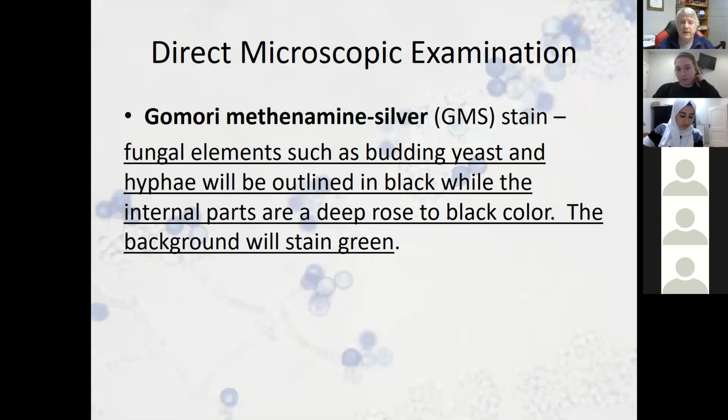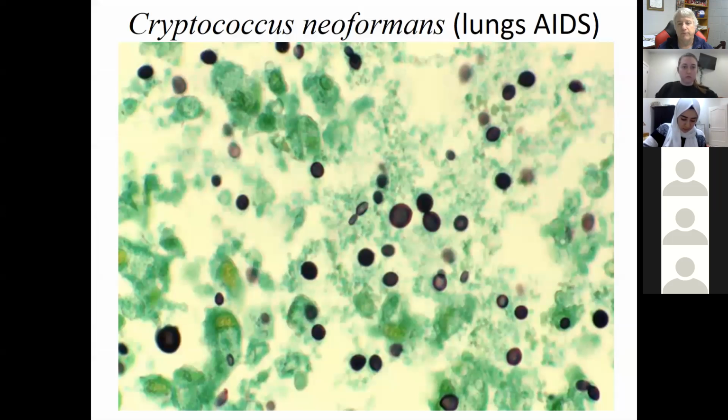Gomori methenamine silver, GMS stain. Again, another stain. Fungal elements such as budding yeast and hyphae will be outlined in black, while the internal parts are deep rose to black color. And the background will stain green. That's our Cryptococcus neoformans we've already seen from a lung from an AIDS patient.